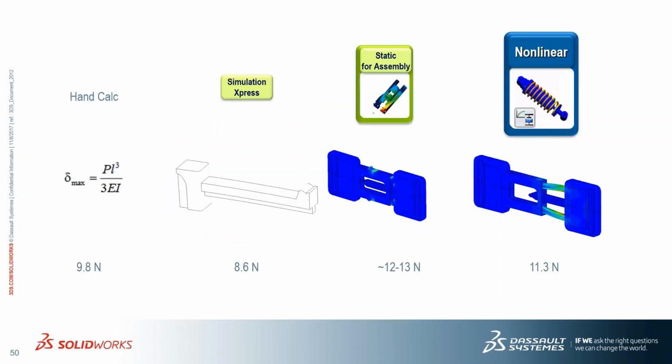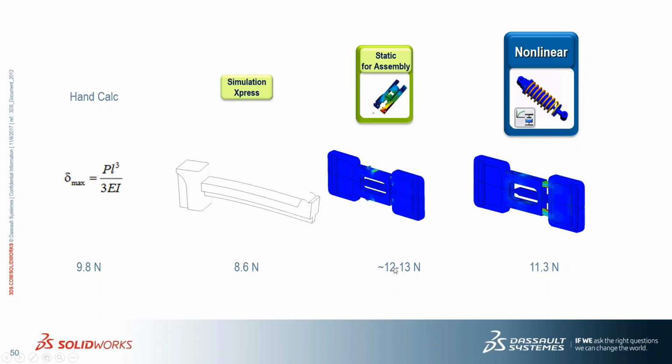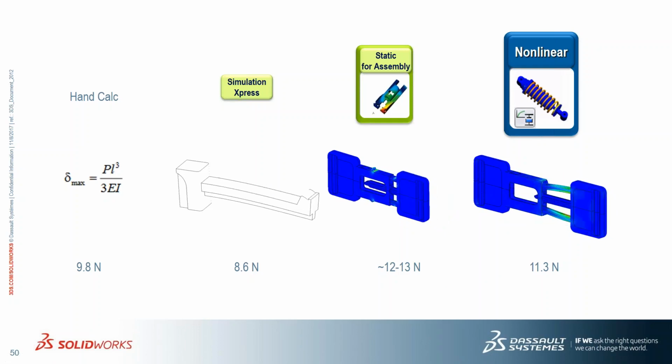So comparing the answers from all these different studies, our hand calc predicted around 9.8. SimXpress 8.6, but somewhere between 12 to 13. We could have narrowed that one down a bit better if I did a more thorough design study. And then with the static analysis, and then 11.3 with the nonlinear analysis. This is the one that I don't have a physical test to really compare, but this is the one that I think makes the fewest assumptions. So I think it's likely the one with the potential to be the most accurate out of all these studies that we've run so far.